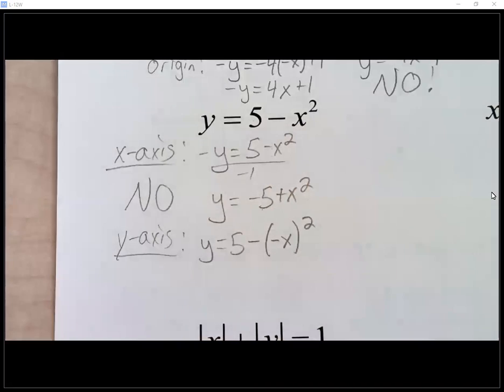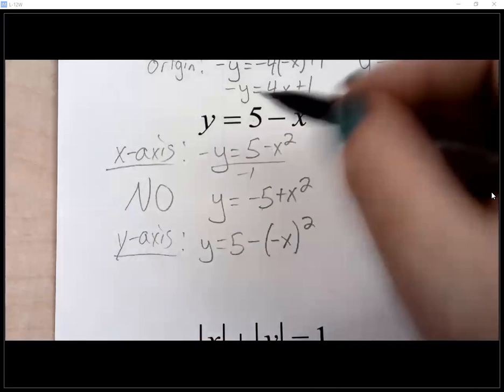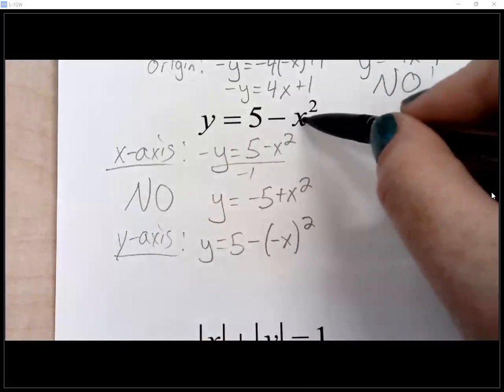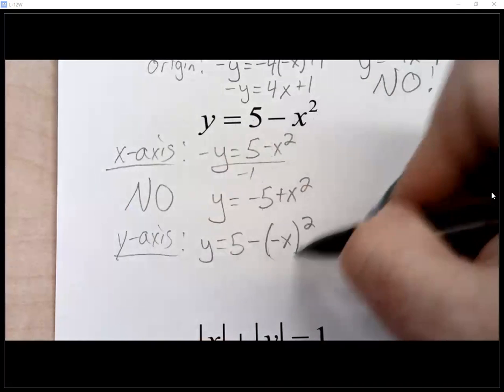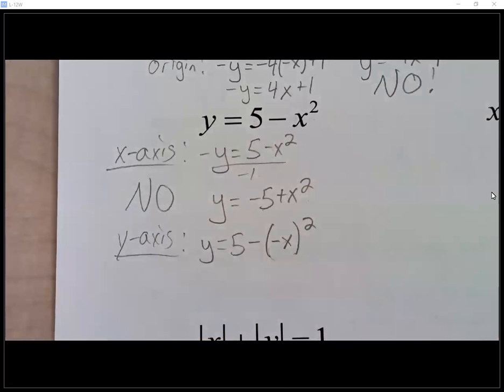Actually, before you try it, or in the middle of you trying it, do you see how I wrote this? Look what I did. I took this exactly, and I'm replacing just this x with a negative x. Since it's negative, I put it in parentheses. So now it's up to you to make sure that you simplify that correctly. This right here. How should that look?